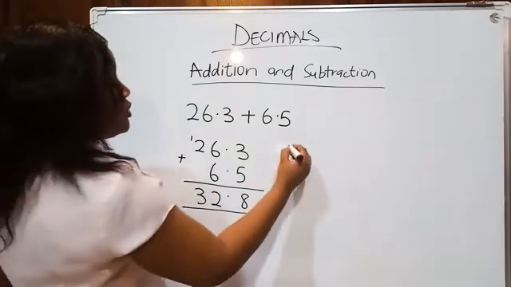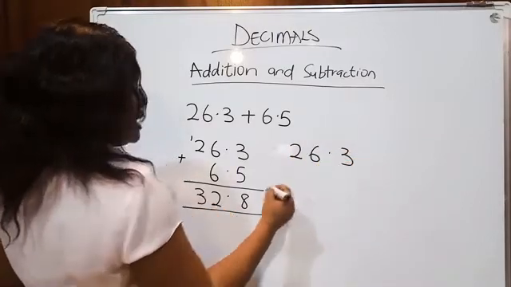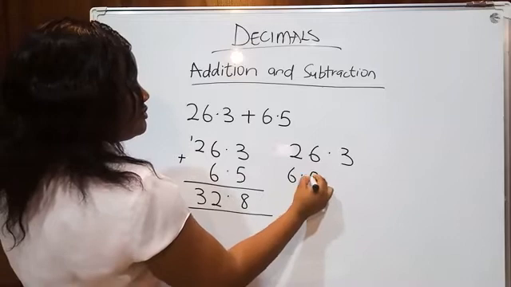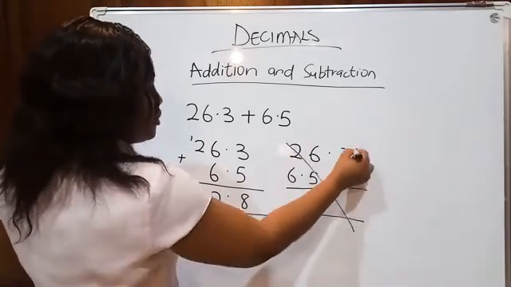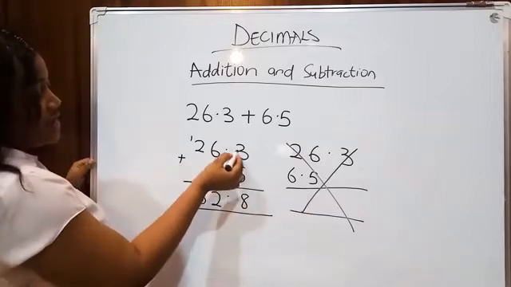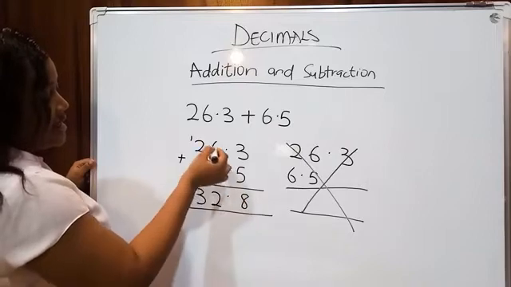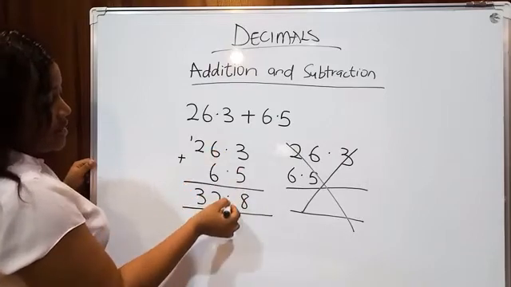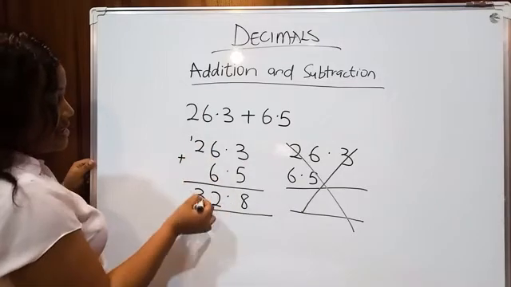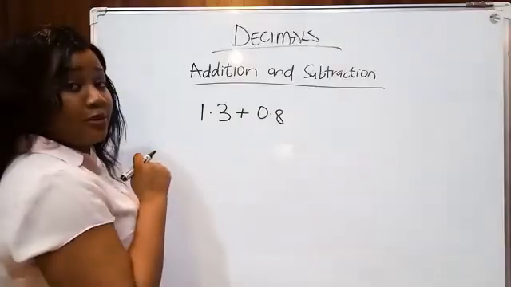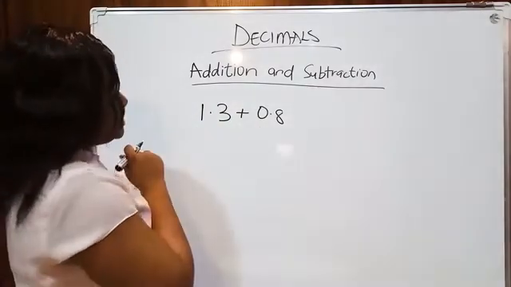It would be wrong of you to do something like this: 26.3 and maybe you say 6.5. This is wrong. The best way is to ensure that here you have the tenths and the tenths are together. The decimal points align. The units align. Then this is the tenths. Let's take another example, something like this. You have 1.3 plus 0.8.